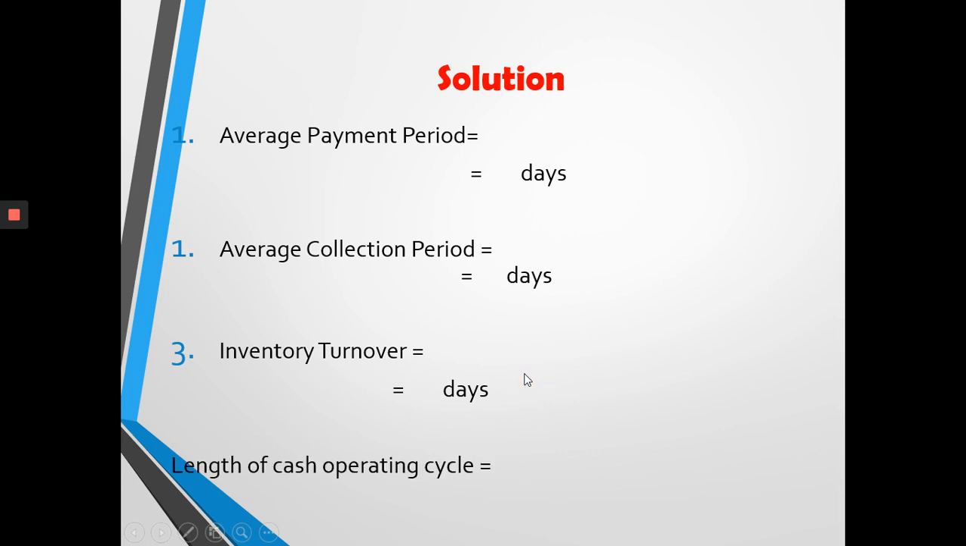So your length of cash operating cycle would be 161 days plus 46 days minus 55 days. So you should be getting 152 days as your length of cash operating cycle. That's quite a long time. From the time you purchase to the time you get back your money, it took about 5 months, 152 days. So in this kind of situation, your company should think about a more effective or efficient way to improve the cash operating cycle.